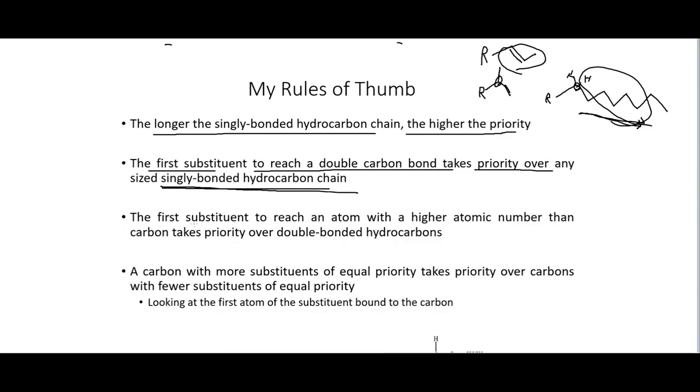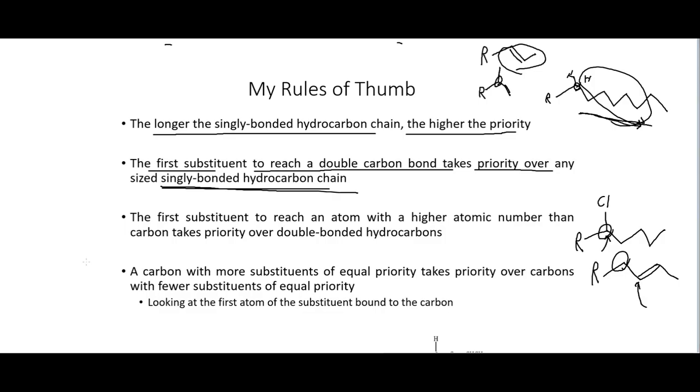All right, so the first substituent to reach an atom with a higher atomic number than carbon takes priority over double bonded hydrocarbons. What I mean by that: we have our R group here. If we go here and now we go to Cl, this could go on to whatever. But we have this R group here, this goes to that, we go down here, and now we have our double bond going on there. Well, this double bond is on this carbon, where this higher priority substituent comes off of that carbon. And so this carbon takes priority over that carbon. And so the first substituent to reach an atom with a higher atomic number than carbon takes priority over double bonded hydrocarbons.